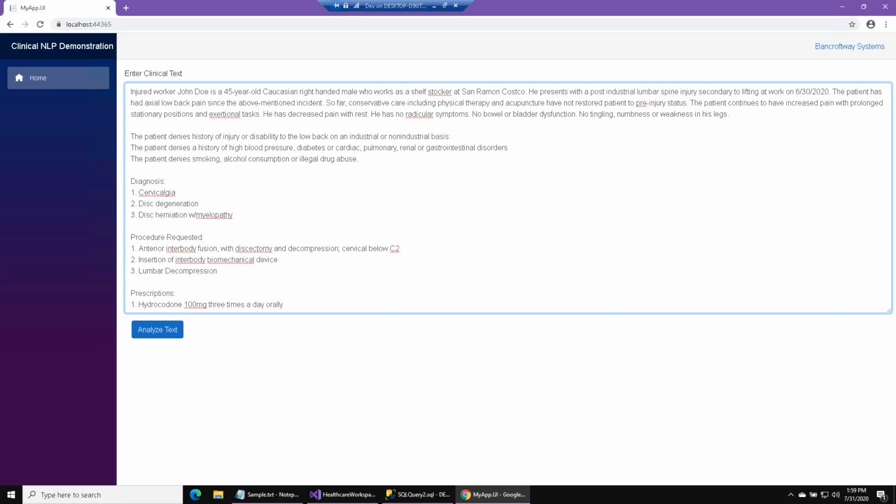So here is a sample fake clinical note that might accompany a DWC-RFA or a PR1 type report. This is a work comp type of clinical note. Here we have an injured worker who works as a shelf stocker and has suffered an injury during lifting. The clinician has made certain diagnoses, requested certain procedures, and has also prescribed a medication. Let's go ahead and analyze this text.